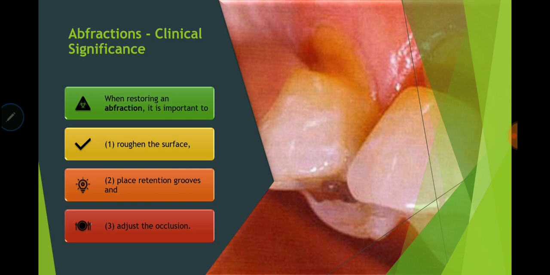So the clinical significance of an abfraction lesion is that when restoring it, it is important to roughen the surface, place retention grooves, and adjust some occlusion. Otherwise, if you don't do all these, it's just going to fall off.